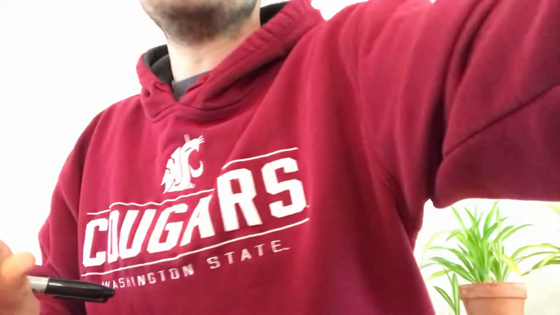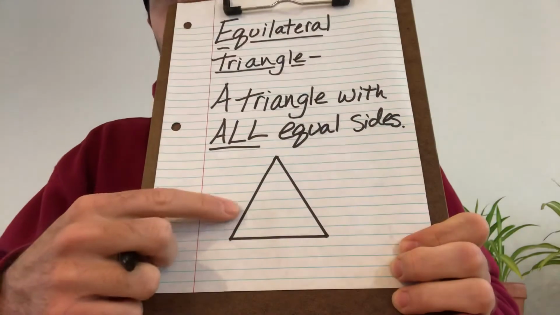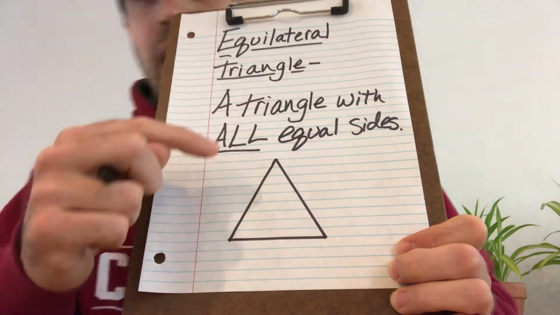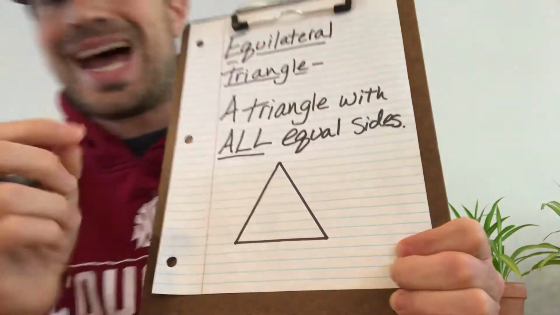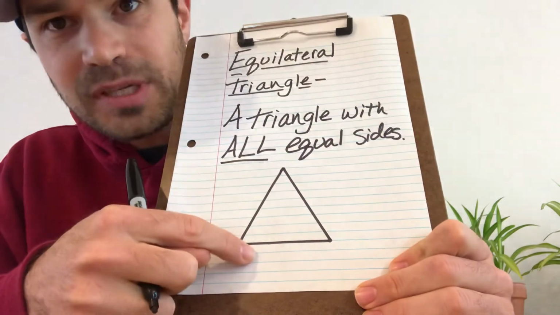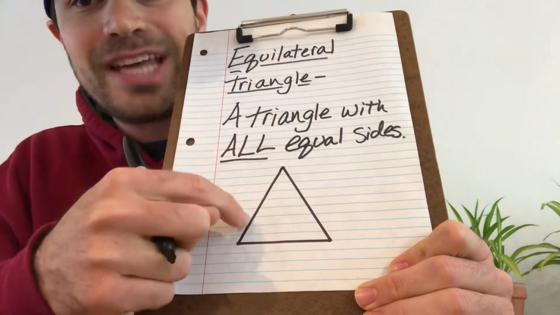And last but not least is an equilateral triangle. An equilateral triangle has a clue in it already. It says equal. An equilateral triangle is a triangle where all three sides are the same length. So a triangle with all equal sides. You can see, and I drew this to the best of my ability, that this particular triangle has all equal sides. All sides are equal in length.